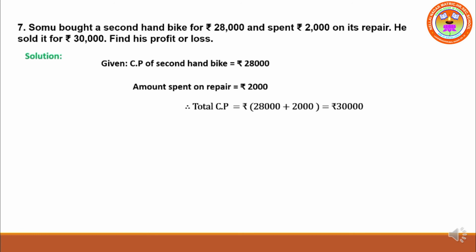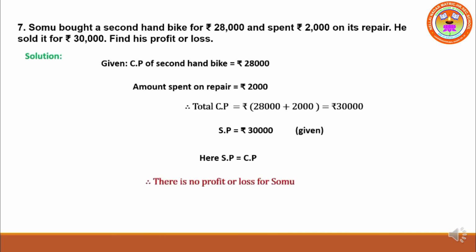Yes. And it is given that SP is equal to 30,000. Yes. He has sold the bike for 30,000 rupees. That is the selling price of the bike. So it is 30,000. To find whether it is a profit or a loss, I have to compare the values of SP and CP. Now when I compare the SP and CP values, I find that both are equal. So when it is like this, I say that it is neither a profit nor a loss. Therefore, there is no profit or loss for Somu. Yes, children? Understood? Yes.